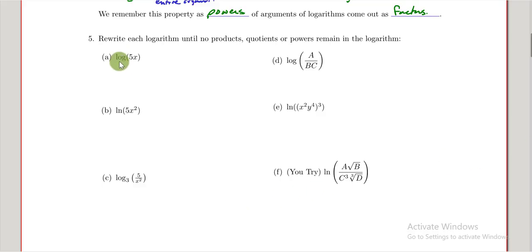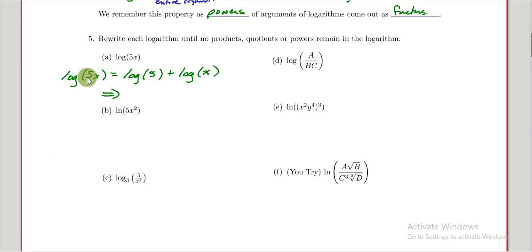So in this case, we've got the log, what base is that, folks? That's the log base 10 of 5x. So if we have log base 10 of 5x, and we want to get rid of any products inside the logarithm, we're allowed to rewrite this as the log base 10 of 5 plus the log base 10 of x. And we've, in a sense, simplified this. But I don't want you to think of this as something you always have to do.